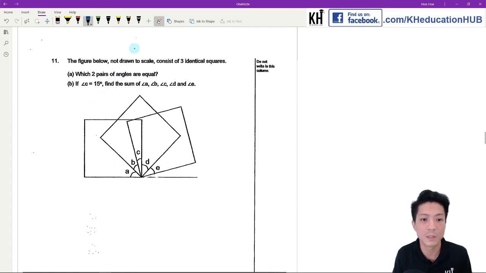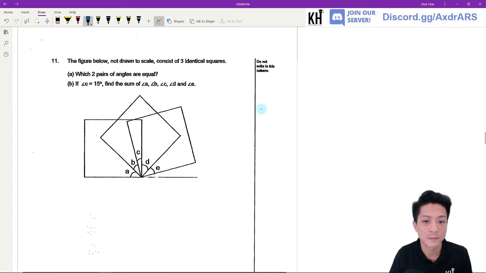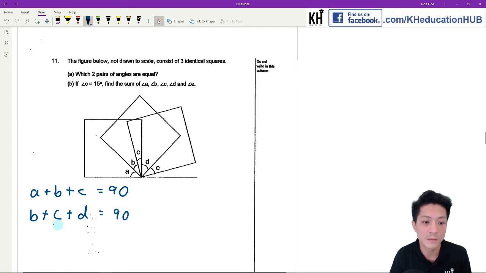Question 11. The figure below, not drawn to scale, consists of 3 identical squares, 1, 2, and 3. Which 2 pairs of angles are equal? What we can do is list it out over here. You can see that A plus B plus C is equal to 90. B plus C plus D is equal to 90, and C plus D plus E is also equal to 90.